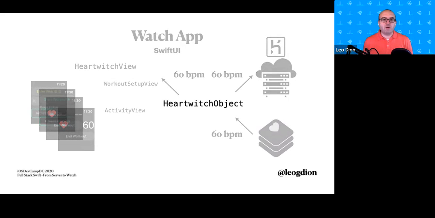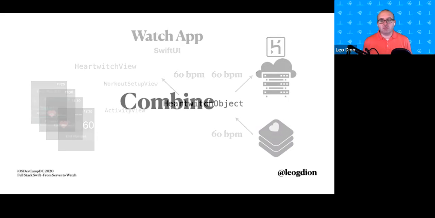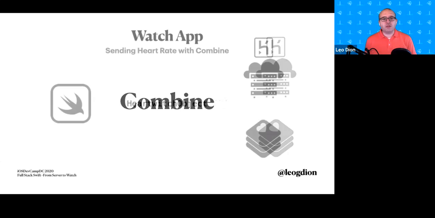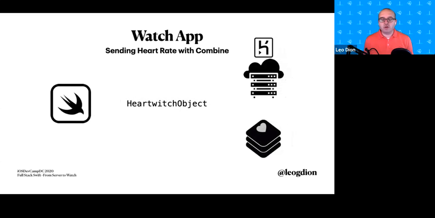Now, at the heart of this is Heartwitch object, which acts like a traffic cop for all the data that's coming in and going out. And really, this is where the power of Combine comes in, which I feel is the most powerful thing that has come out in the last few years from Apple, even more so, I'd say, than SwiftUI. With Combine, we can direct certain data points as they come in to where they need to go. In this case, we're specifically talking about how Heartwitch object is going to manage the traffic from HealthKit, the server, and SwiftUI.